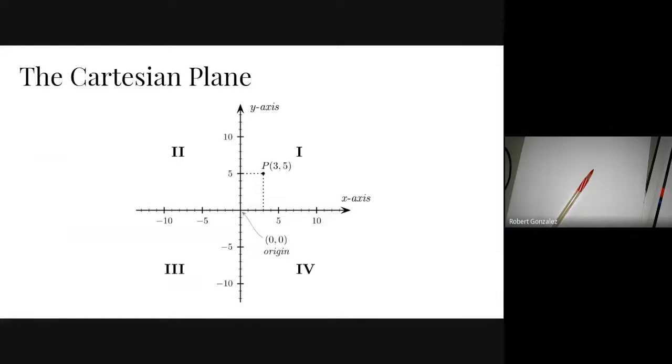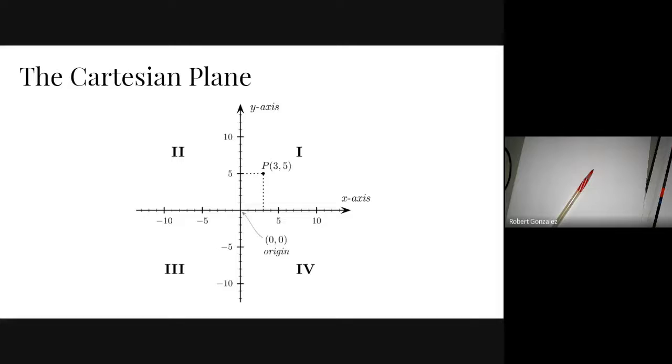Look at the Cartesian plane. We've got the quadrants there, quadrants 1, 2, 3, and 4. And we've got the origin. And then we've got that P with 3, 5. What are 3 and 5 called? You can either speak it out or type it into the chat box. What are 3 and 5 called? X and Y coordinates. Very good. So coordinates are the way that we locate points on the Cartesian plane.